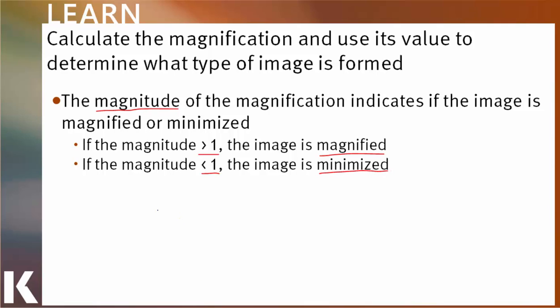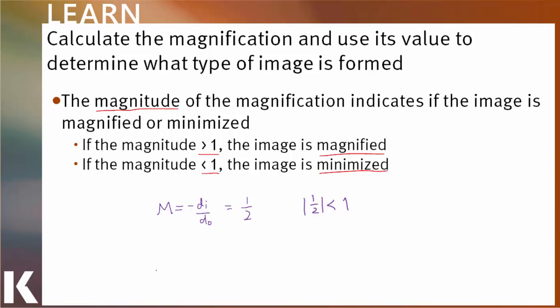So to get an idea of what that means, again, our magnification is equal to the negative image distance over the object distance. And let's say that equals 1/2. So that tells you that your image is half the distance to that lens or mirror as your object. Magnification being 1/2 also tells you that its magnitude, or absolute value, is less than 1. That tells you that the image is minimized and smaller than your object. In fact, it's going to be half the size as your object.